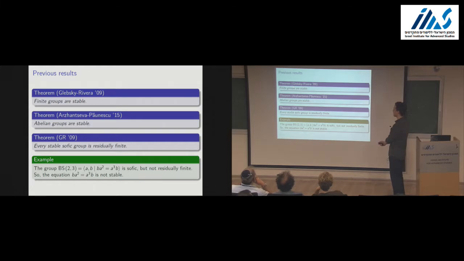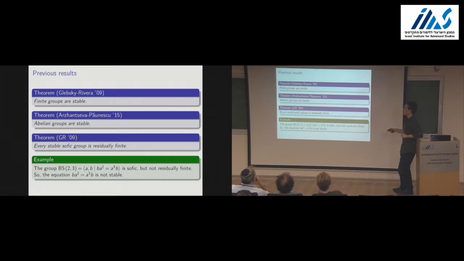Some previous results. A theorem of Glebsky and Rivera says that finite groups are stable. Let's say again what it means. If I have a system of equations, and when you think about it as a group it defines a finite group as a presentation, then this system of equations is stable in the symmetric group. Every almost solution to the system of equations is close to a proper solution. So this is a result about finite groups.